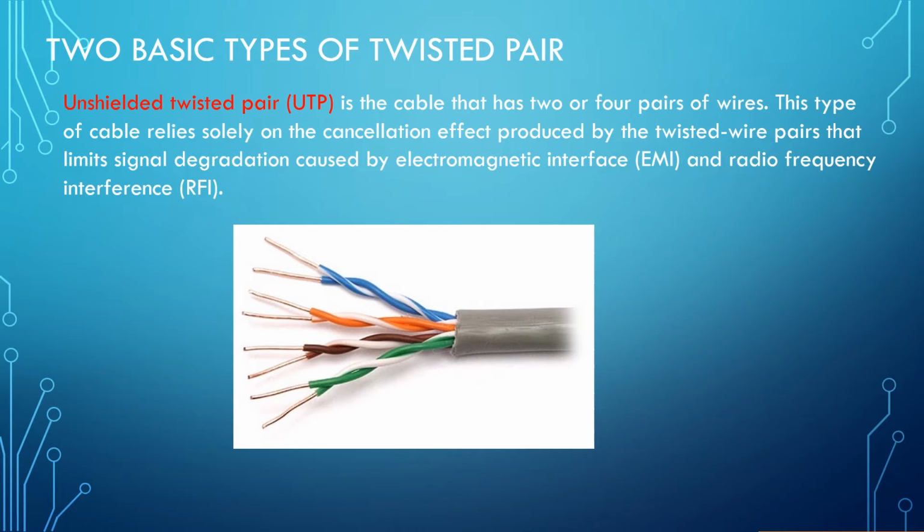The first one is the unshielded twisted pair, or the UTP. It is the cable that has two or four pairs of wires. This type of cable relies solely on the cancellation effect produced by the twisted wire pairs that limits signal degradation caused by electromagnetic interference and the radio frequency interference.